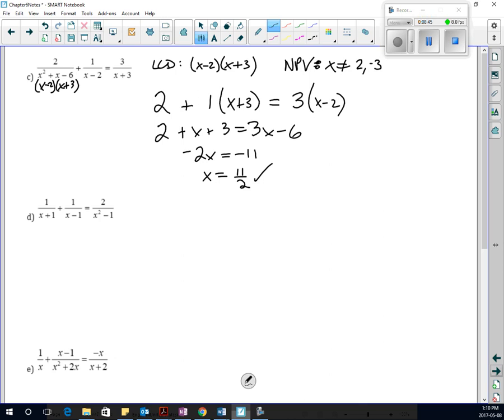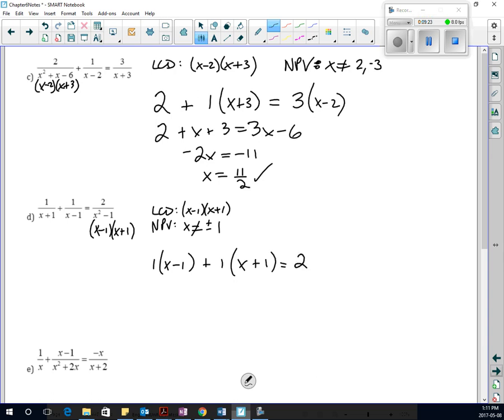So, next one. If I factor this one, I get x minus 1 times x plus 1. So my LCD is x minus 1 times x plus 1, which means my non-permissible values is x cannot equal plus or minus 1. So I'm going to multiply each and every term by x minus 1 times x plus 1. So I get 1 times x minus 1 plus 1 times x plus 1 equals 2 times, well, they all cancel, so it just equals to 2.